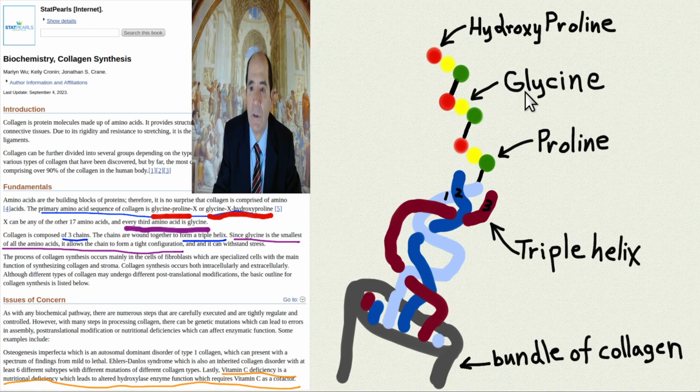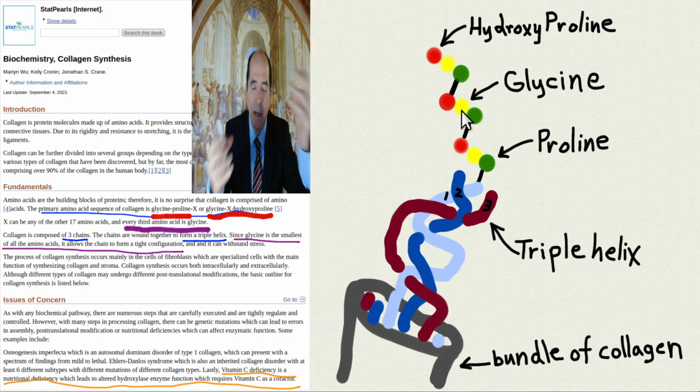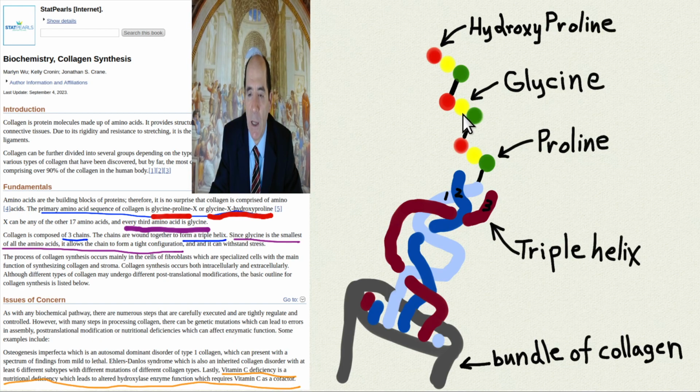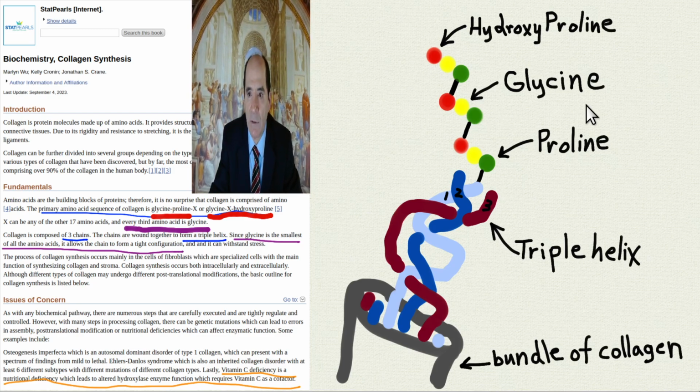The next thing to notice is glycine is the yellow amino acid here. A protein is basically like a necklace of amino acids, like beads on a necklace. Each bead would be like an amino acid. So here's glycine, the yellow circle. Every third amino acid in collagen is glycine. You need to know that. That's really important. Every third amino acid in collagen is a glycine.